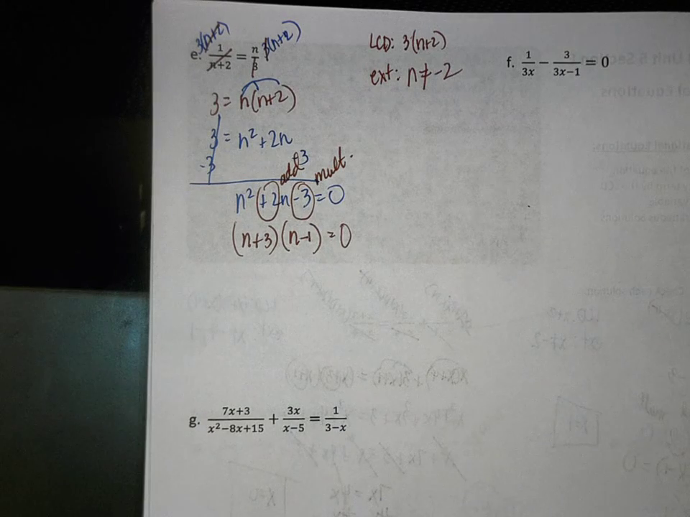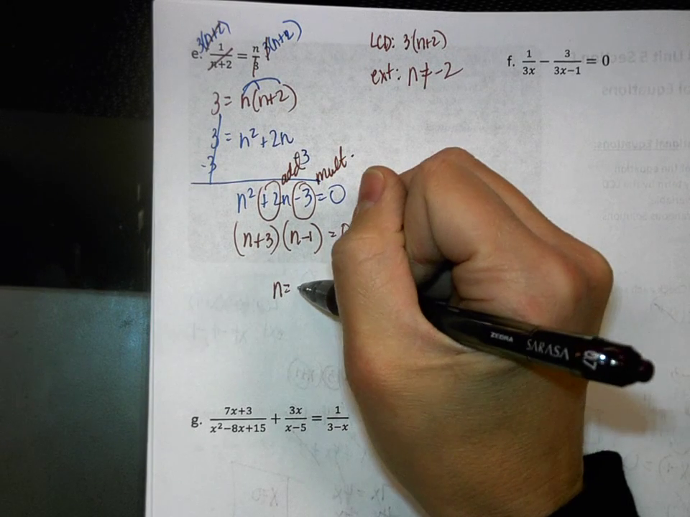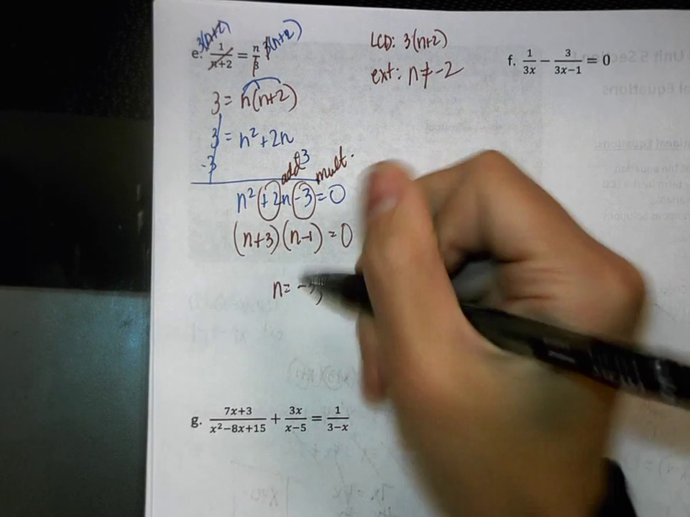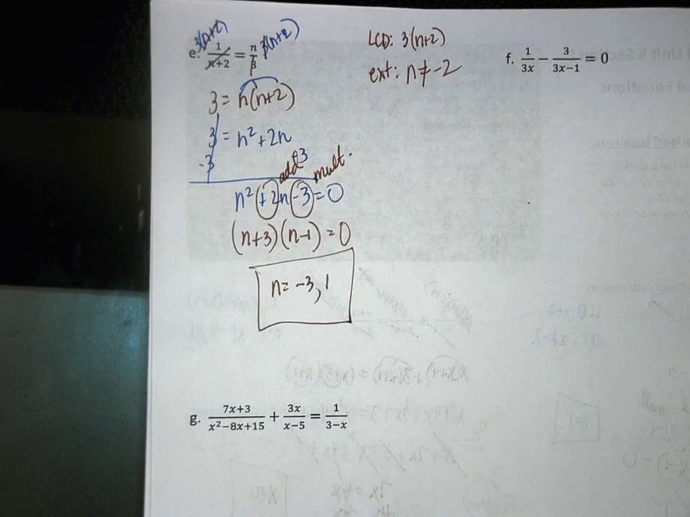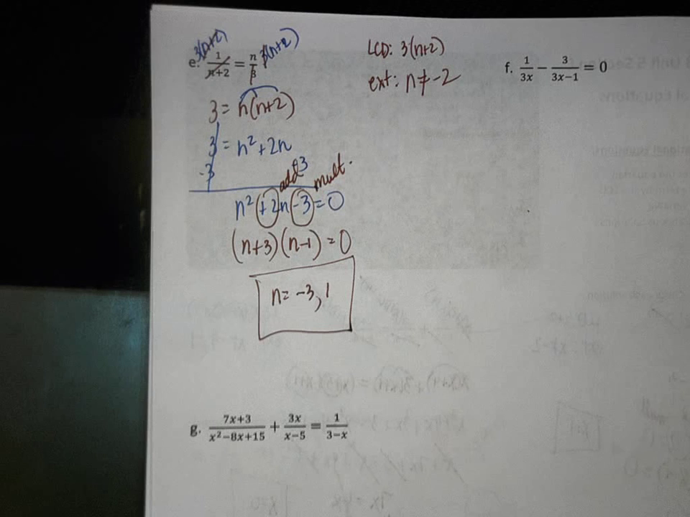And when we set those equal to 0, what do we get? Negative 3 and positive 1. Yes, negative 3 and positive 1. So which one is... And do any of these match with our extraneous solutions? No.